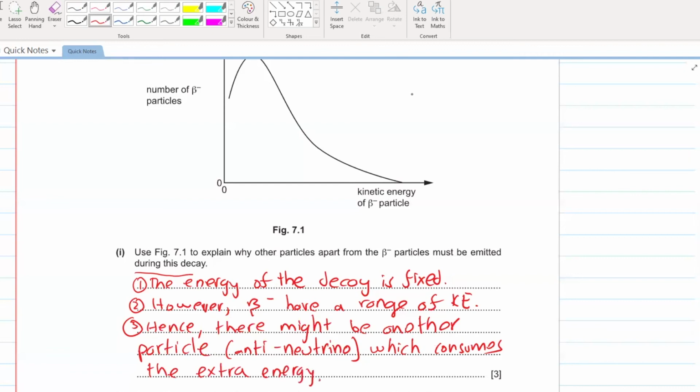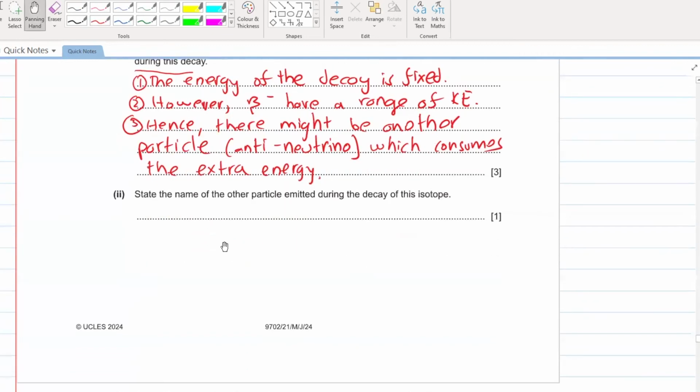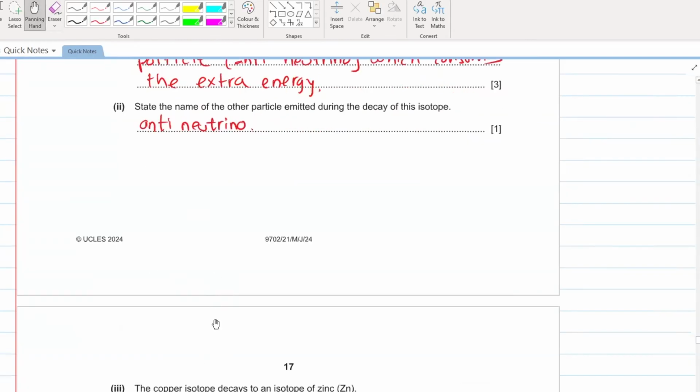Let's further move ahead. State the name of the other particle. What have I told you, beta? With beta negative, an antineutrino is always emitted. Whenever you see beta negative decay, there will be an antineutrino.